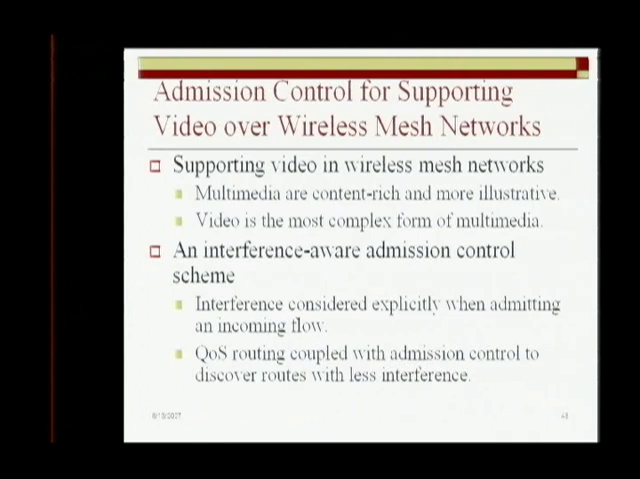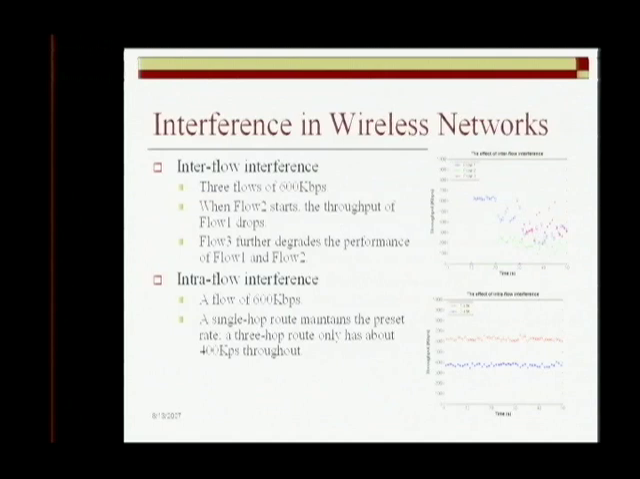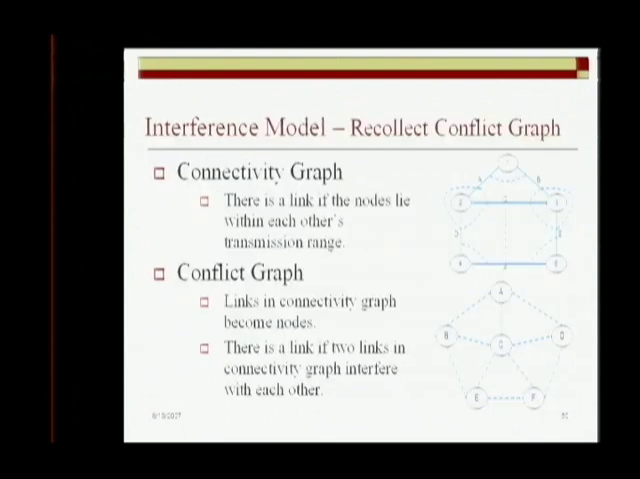No? Okay, so another issue we looked at is a good admission control scheme coupled with QoS-aware routing. If you have multiple flows, you have interflow interference as well as intraflow interference. The flow interferes with itself: the current hop interferes with the previous hop. These results quantify this interference. Given this audience, I won't spend any time convincing you.